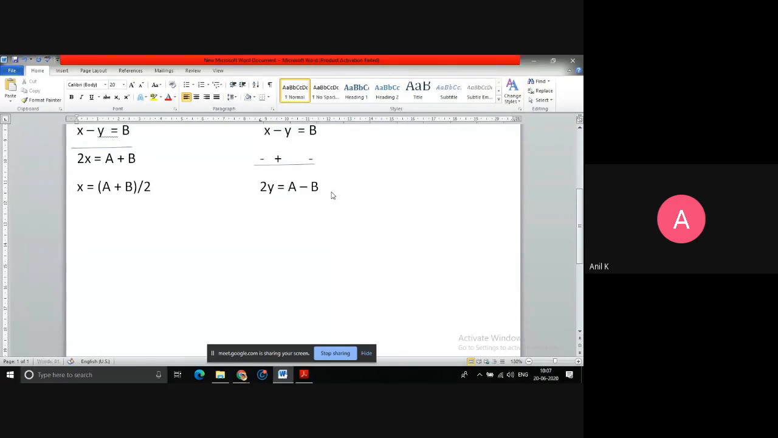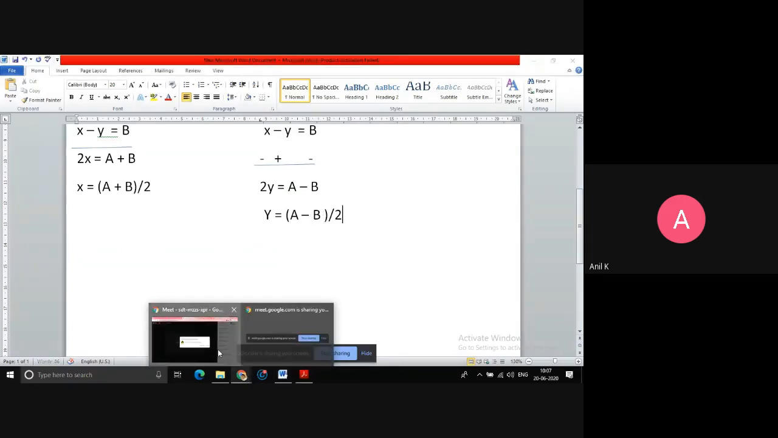And finally, y value is going to be y equals (a minus b) upon 2. So you got x value as (a plus b) by 2 and y value as (a minus b) by 2.